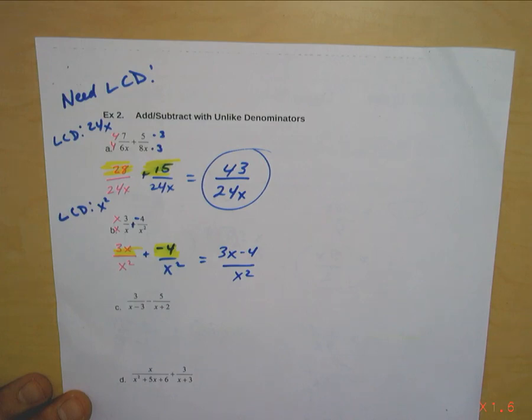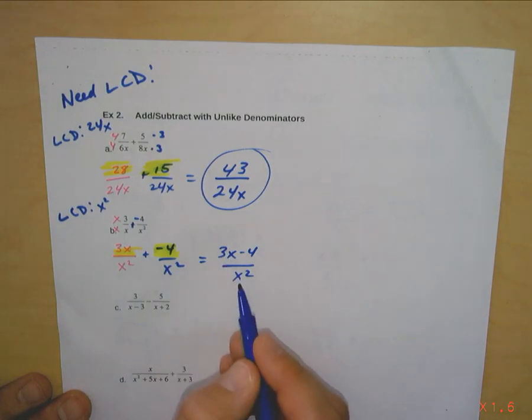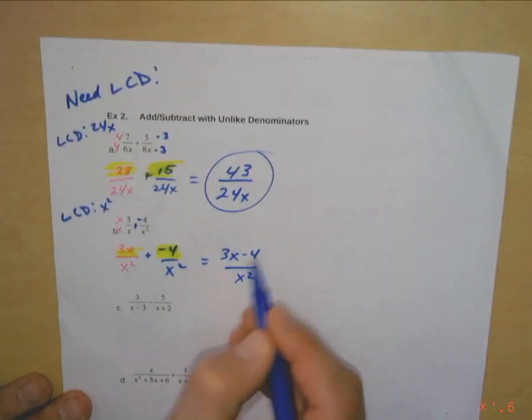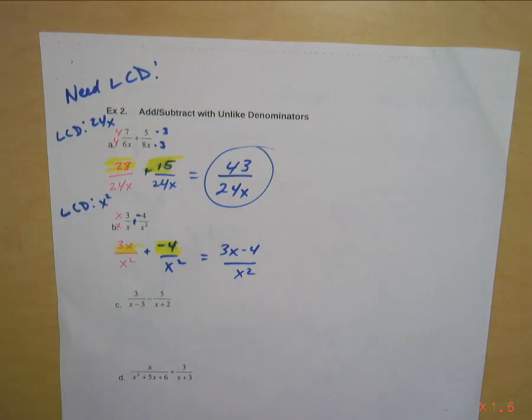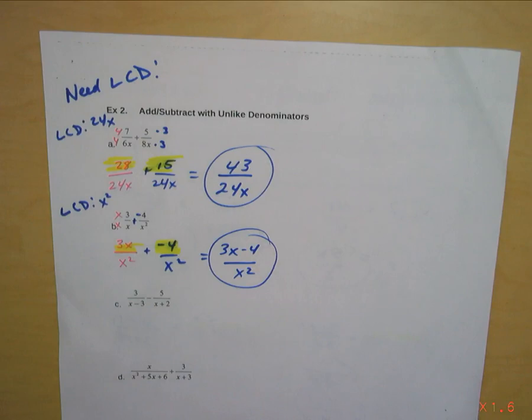Okay. Can I reduce this x with this x squared? Maddie's shaking her head. No, you cannot do that. Okay. This is a binomial. This is a monomial. You reduce the whole 3x minus 4. You don't touch it. Okay. So final answer right there. 3x minus 4 over x squared. So not too bad.